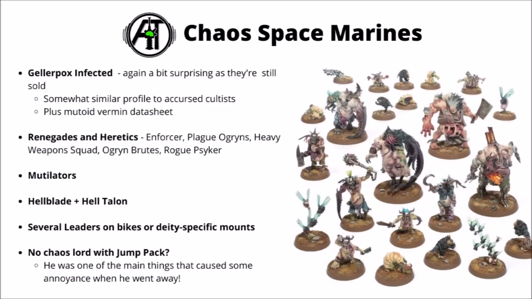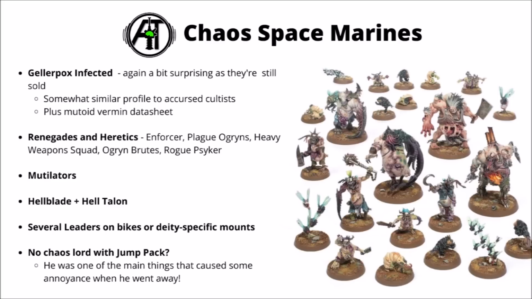The Hellblade and the Hell Talon are here. Games Workshop deciding that these are more contemporary 40k things than things that were present in the Heresy, apparently. And then similarly to the previous section of Legends, there's a whole bunch of leaders on bikes or deity-specific mounts, things like Palanquins of Nurgle or Steeds of Slaanesh.